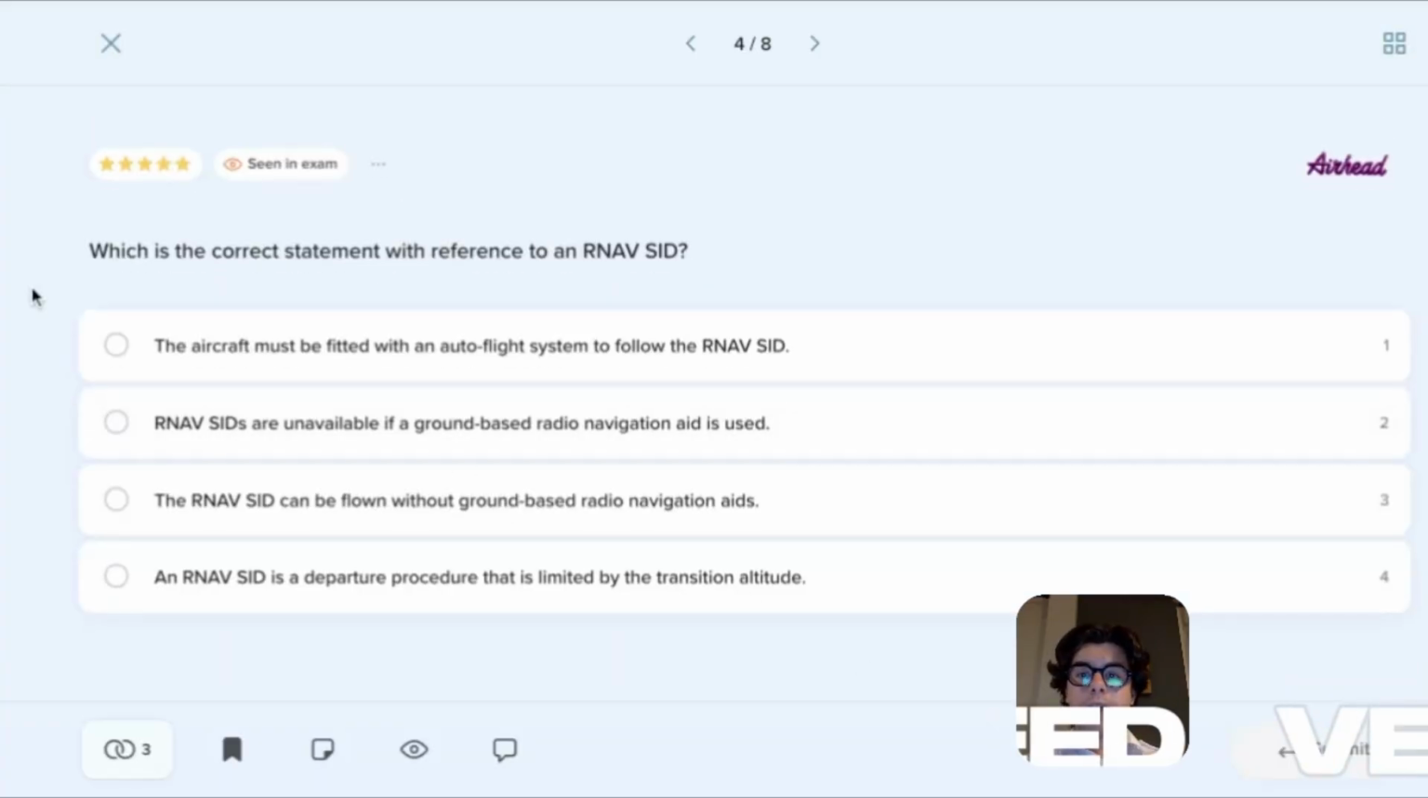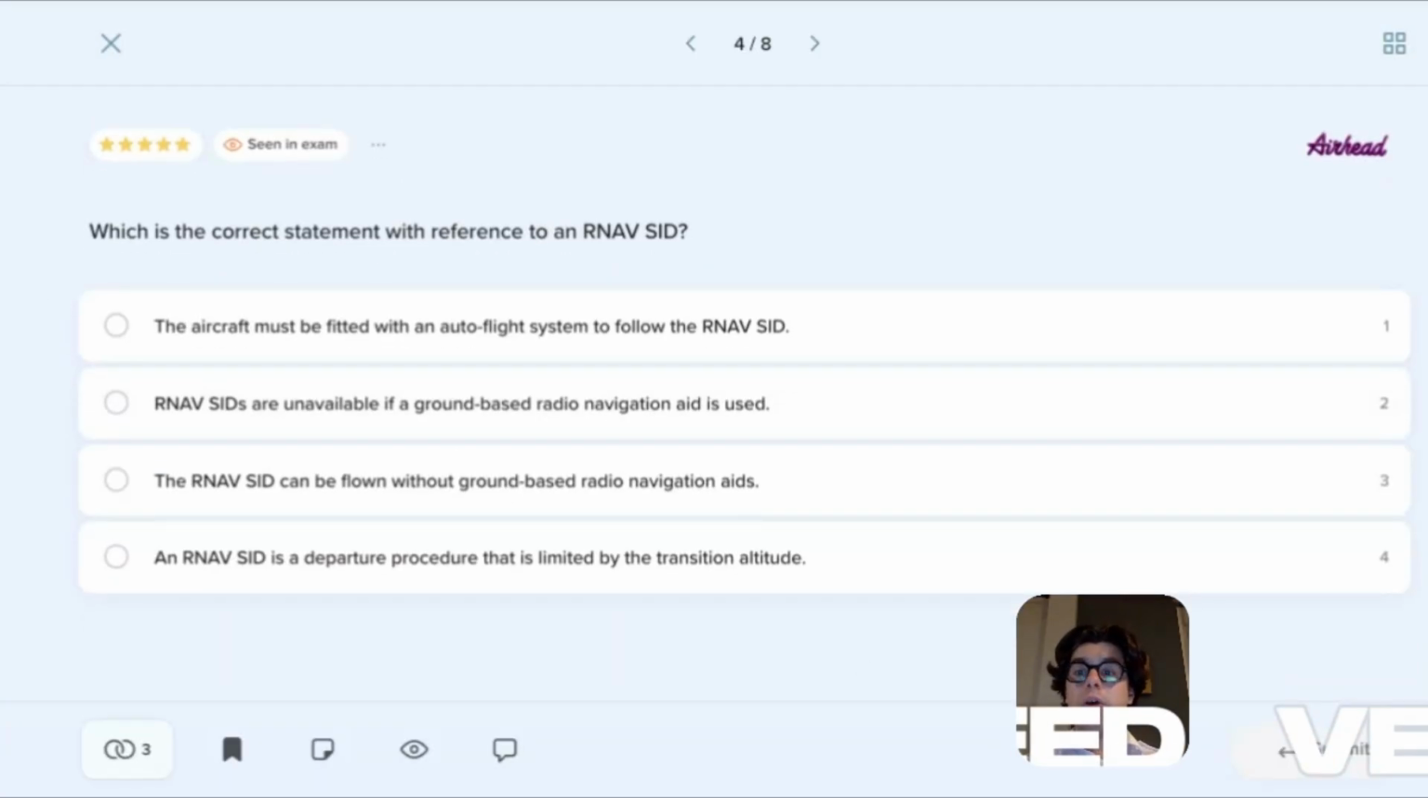Which is the correct statement with reference to an RNAV SID? So, standard instrument departure, which is RNAV. Let's go through all the possible answers. The aircraft must be fitted with an out-of-flight system to follow the RNAV SID. That is not true. You can fly it fully manually. The RNAV SIDs are unavailable if ground-based radio navigation aid is used.